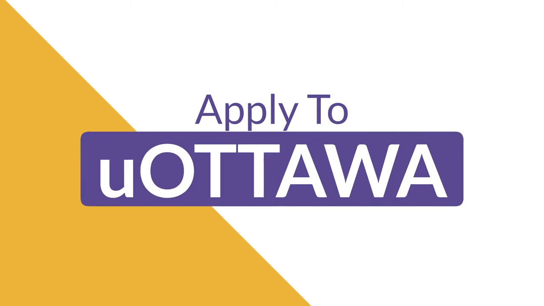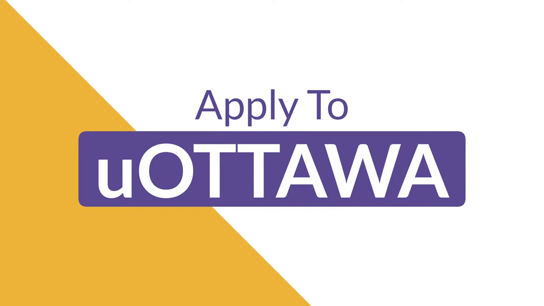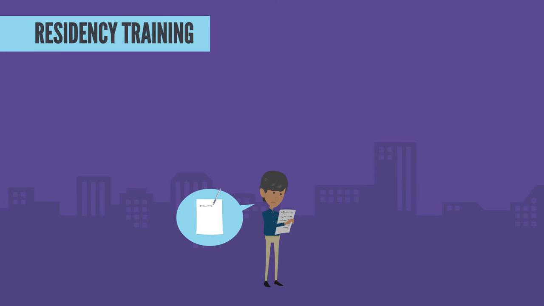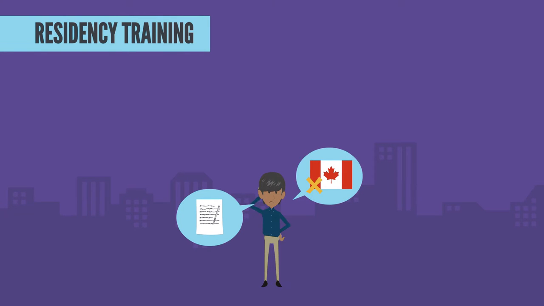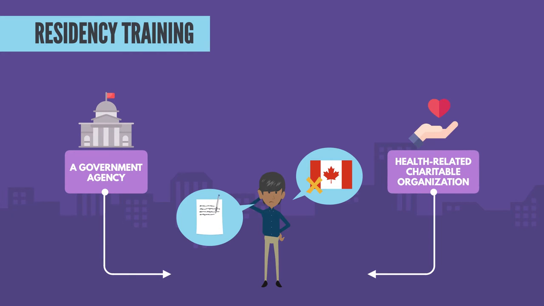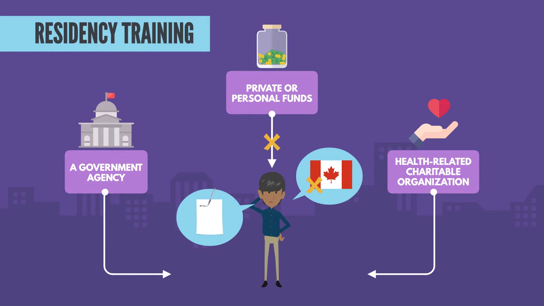To apply to uOttawa as an international postgraduate medical trainee, follow these steps. 1. Obtain sponsorship. If you are applying to a residency program and are not a Canadian citizen or permanent resident of Canada, your training must be sponsored by a government agency or health-related charitable organization from your country of origin. You cannot use private or personal funds.